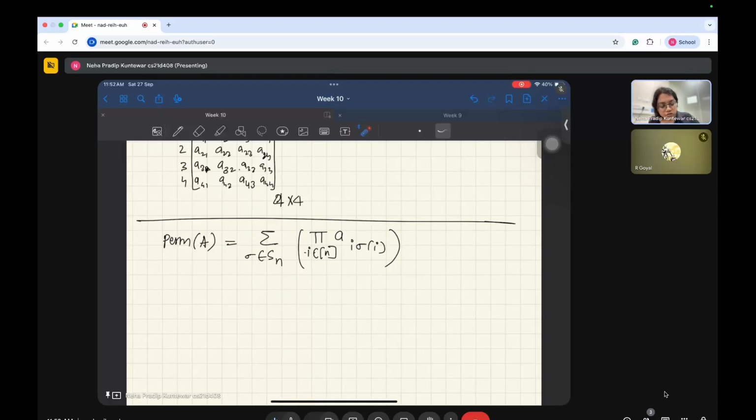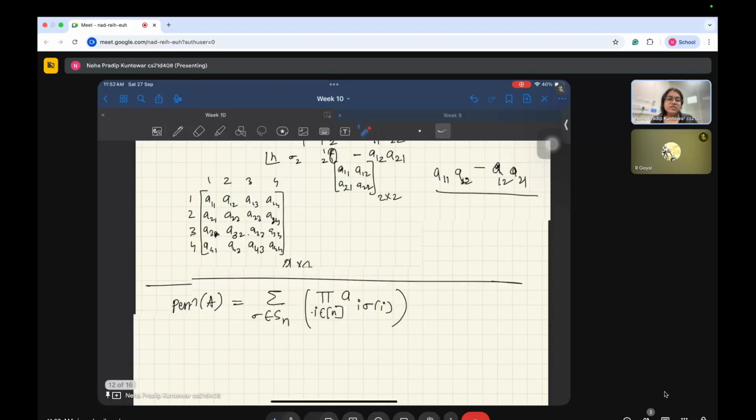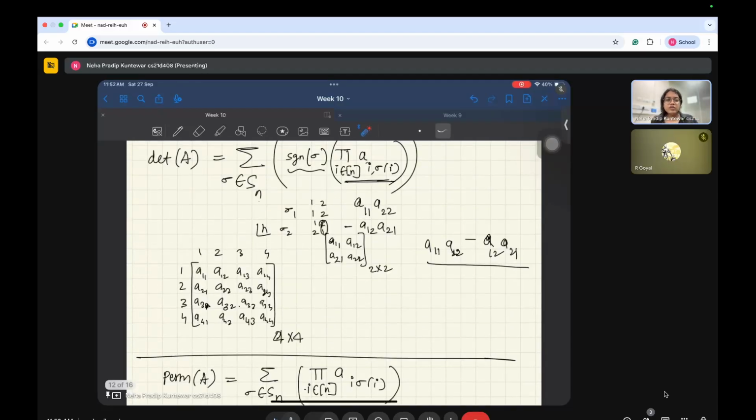So the permanent is basically the same as the determinant, only without the sign. But if you think of it as a computational problem, for example, I give you an n cross n matrix and you want to compute the determinant, can you do this in polynomial time? Or think of it even as a decision problem: I'll give you a matrix and some answer, and you have to check whether the determinant is equal to that answer.